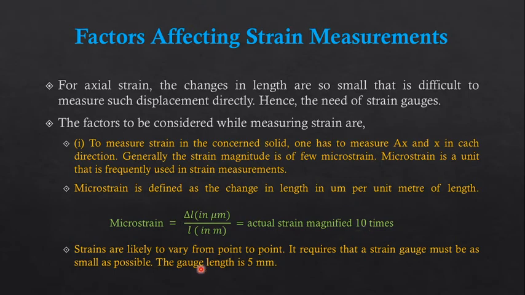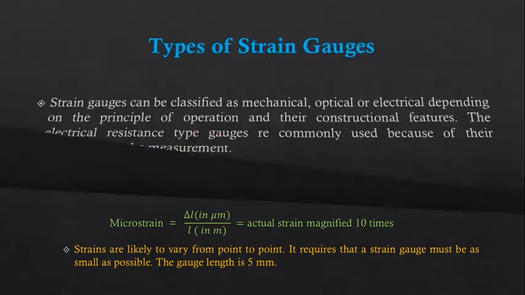Strains are likely to vary from point to point. It is required that a strain gauge must be as small as possible, so we can put it anywhere, at any place. That's why we require it to be as small as possible, and the gauge length is 5 mm. So it is very small. You can see that over here it is only 5 mm.